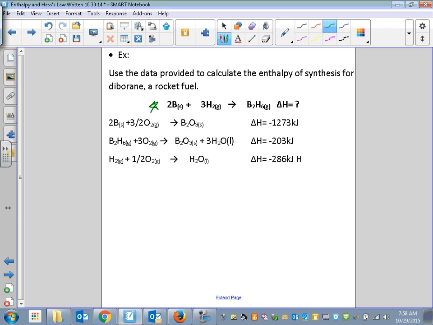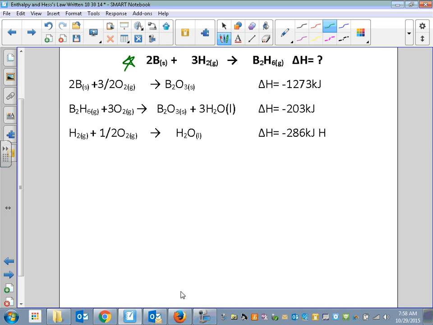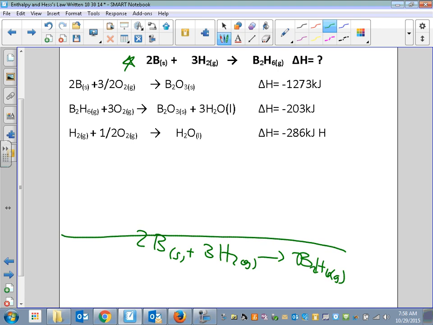If I know that I want this, I always write this at the bottom: 2B solid plus 3H2 gas yields B2H6 gas. Okay, so I need to hunt for the things that are reactants and hunt for the things that are products. I'll look for the B first. Well, I have 2B here. I don't have B's as singletons anywhere by themselves, so this reaction is going to stay as it's written. I will not flip it. So I'm going to write that first.